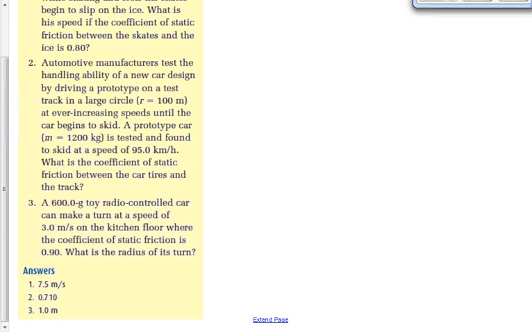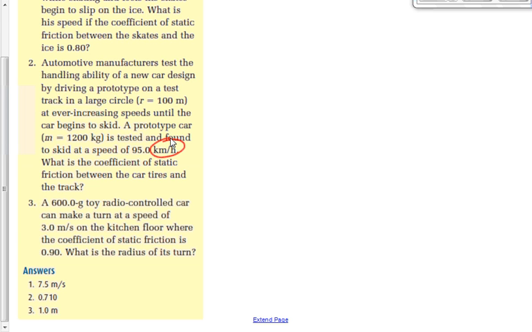Automotive manufacturers test the handling ability of new car design by driving a prototype on a test track in a large circle with a radius of 100 meters at ever-increasing speeds until the car begins to skid. A prototype car with a mass of 1,200 kilograms is tested and found to start skidding at a speed of 95 kilometers per hour, which I want to circle, right? Because we want to convert it to meters per second. What's the coefficient of friction between the car tires and the track?